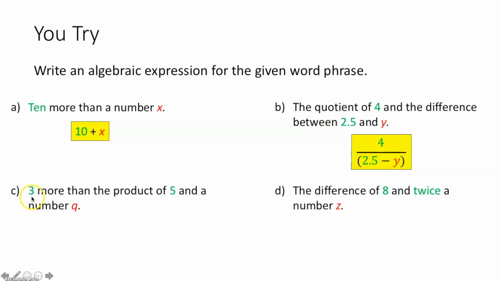For part C, we have 3 more than the product of 5 and a number q. 3 more than, we now know, is 3 plus. The product is going to be multiplication of 5 and q. So we go 5 times q. So it's going to be 3 plus 5 times q, or 3 plus 5q. For part D, we have the difference between 8 and twice a number z. So difference refers to subtraction, and we have 8 and twice a number z. So 8 minus 2 times z is going to be your expression here.